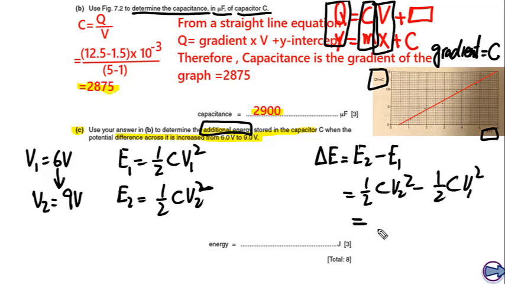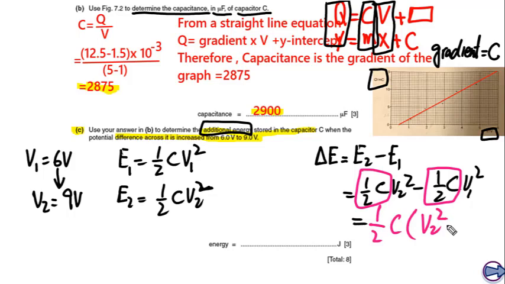So what is common here in this case, if we look at this, 1 half C is common. Here this is common, so we can take this out. So 1 half C, and inside we are left with V2 squared minus V1 squared. And then we just need to plug in values.